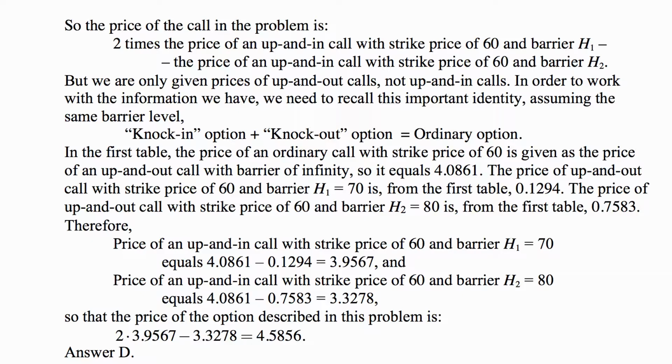And the price of an up and in call with strike price of 60 and barrier H2 equal to 80 is the price of a regular call minus the up and out call with the same barrier. So that's 4.0861 minus 0.7583, and that ends up being 3.3278. And the price of the option described in the problem is 2 times the first up and in call minus 1 times the price of the second up and in call, and that ends up being 4.5856, which is answer D.